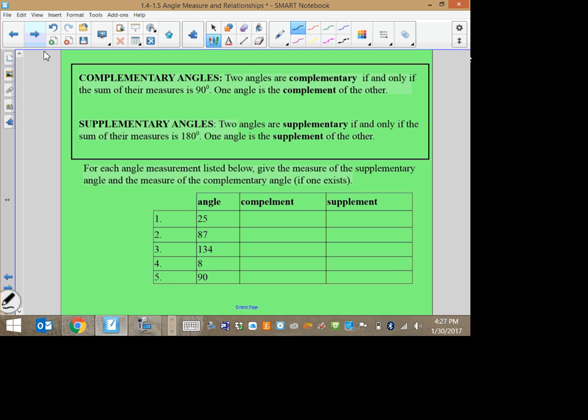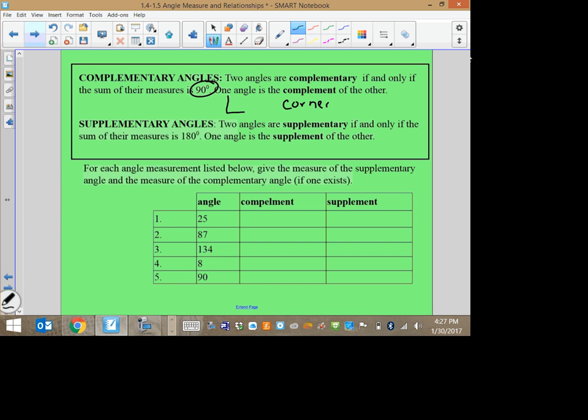Complementary angles. Two angles are complementary if and only if the sum of their measures is 90 degrees. Then one angle is the complement of the other. So when you hear complementary, think corner because it makes a 90-degree angle. And note that they don't have to be next to each other. So we'll look at some examples in the next few problems and also in the homework.